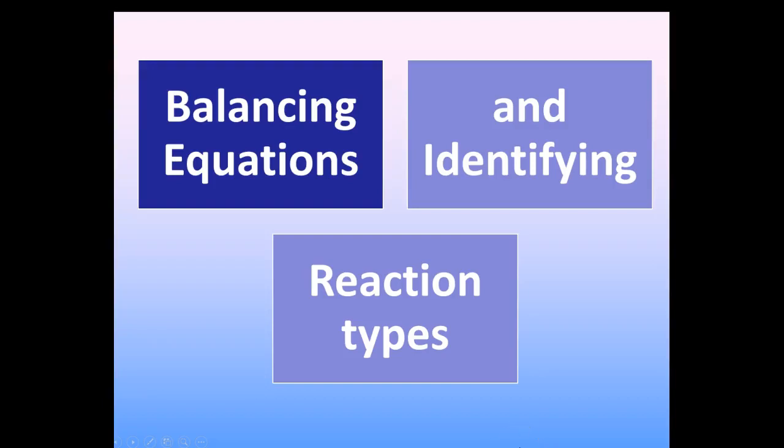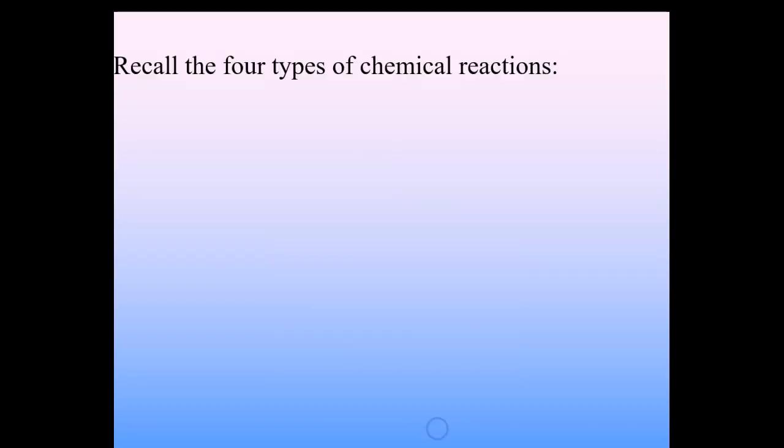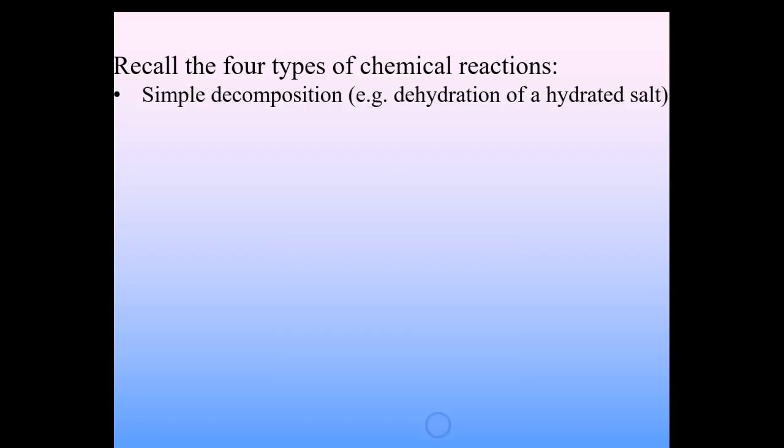Here's a video which is designed as a review of AP chemistry concepts that should have been picked up in first year chemistry on balancing equations and identifying reaction types, an important skill. Let's first recall the four types of chemical reactions.